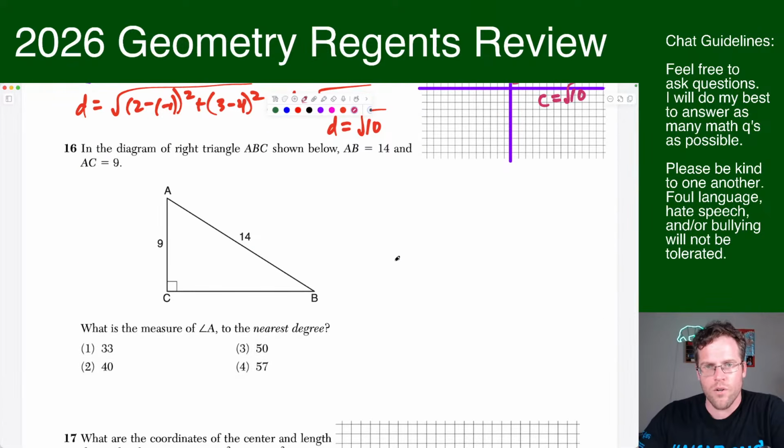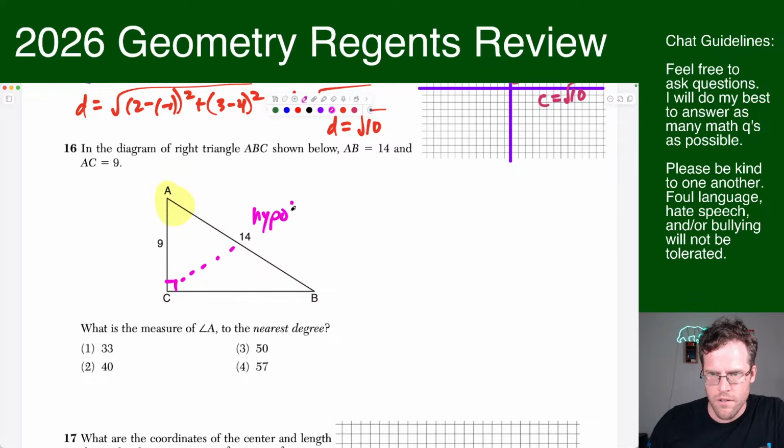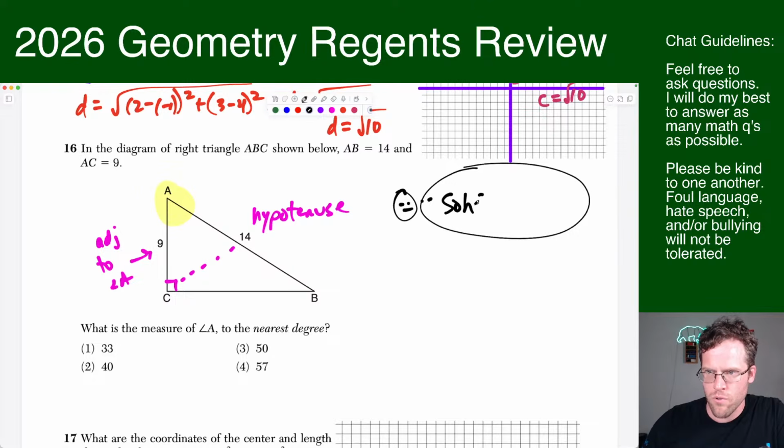Moving on. Oh, this is a classic question: finding the missing angle using trig. So we want to find the measure of angle A. Always look for the right angle. That tells you where the hypotenuse is. So the hypotenuse is 14. And then this side here is next to angle A, so this side is adjacent to angle A, the 9. And then hear this phrase in your head: remember SOHCAHTOA. All right, SOHCAHTOA.